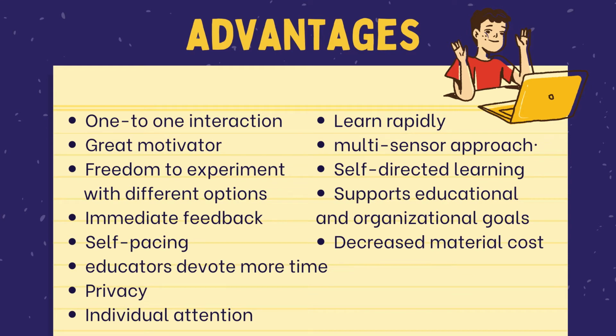Next is freedom to experiment different options. The learners may opt to choose from various options depending on their preference and capacity. Next is immediate feedback. This allows students to evaluate themselves immediately for better outcomes in the future. Next is self-pacing. This allows them to work on their own time zone where they can find themselves the most comfortable to learn.